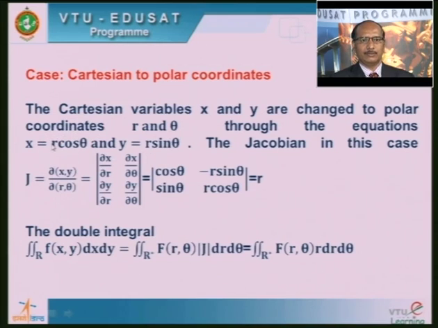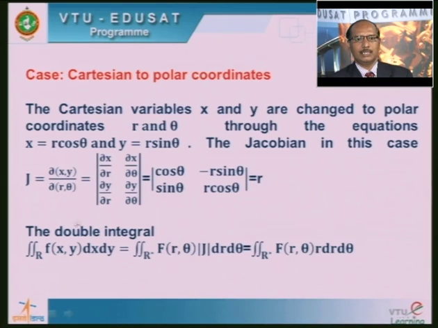Vice versa, we can express r and theta in terms of x and y also. Squaring both equations and adding, x square plus y square gives r square, so r is nothing but the square root of x square plus y square. You can also write theta in terms of x and y. Now, the Jacobian in this case, you are already familiar with from partial differentiation. J is the Jacobian of x, y with respect to r, theta: dou x by dou r, dou x by dou theta, dou y by dou r, dou y by dou theta. Then the determinant value gives r, which you also studied in the previous semester.